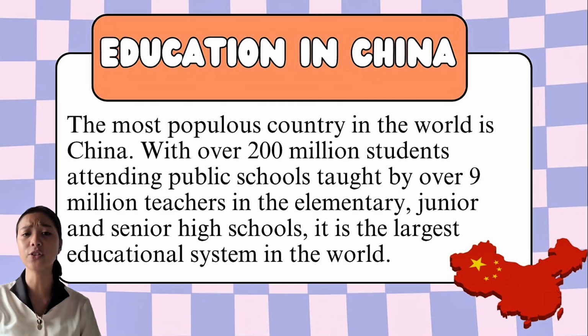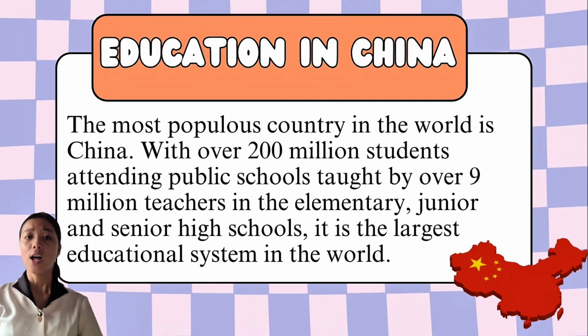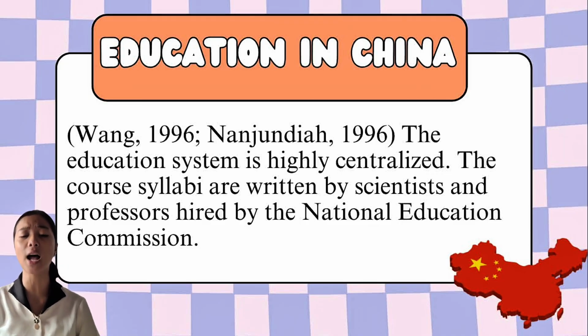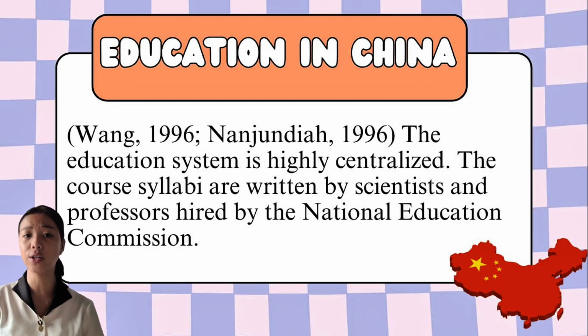Next is education in China. China is the most populous country in the world. China has the largest system with more than 200 million students and over 9 million teachers. This education system is highly centralized, meaning the government plays a strong role. The curriculum and syllabi are prepared by experts under the National Education Commission, ensuring conformity across the country.